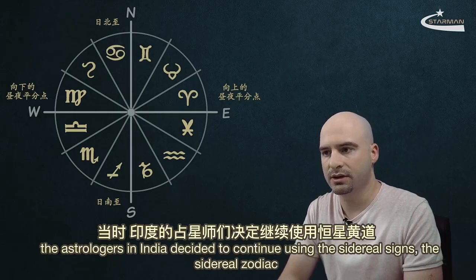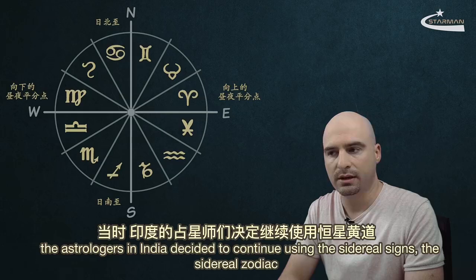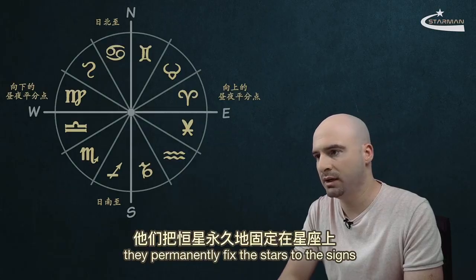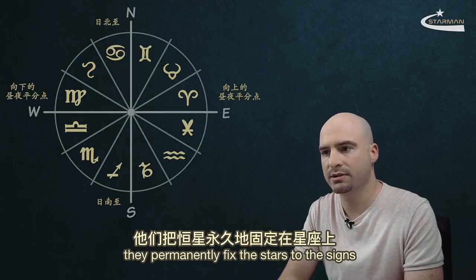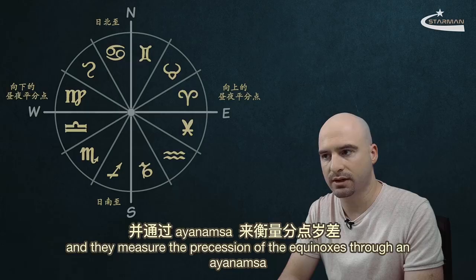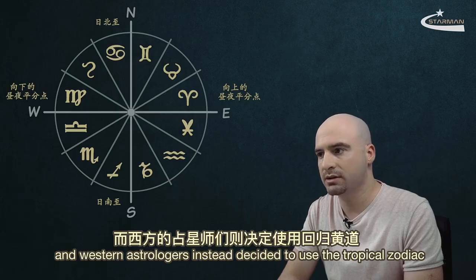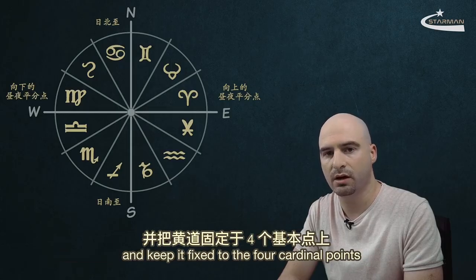And when that exact lineup happened last time, which was around 1600 years ago, the astrologers in India decided to continue using the sidereal signs, right? The sidereal zodiac. They permanently fix the stars to the signs and they measure the precession of the equinoxes through an ayanamsha. And Western astrologers instead decided to use the tropical zodiac and keep it fixed to the 4 cardinal points.